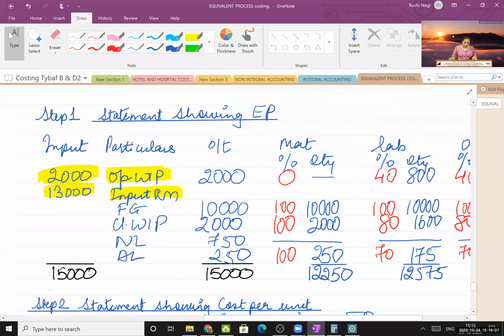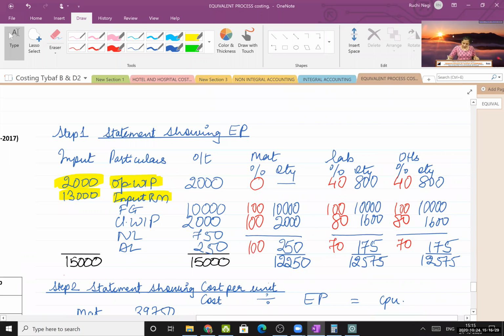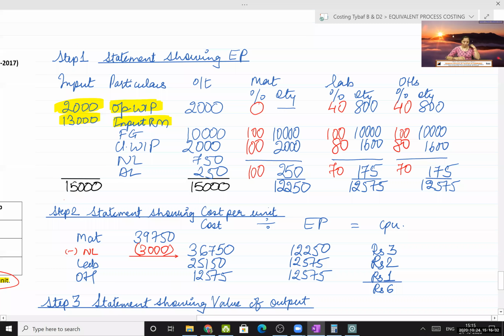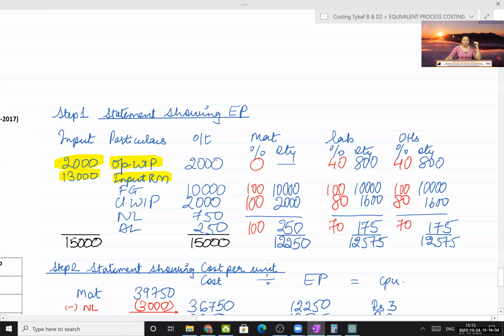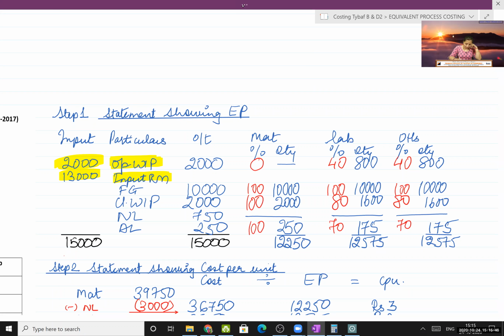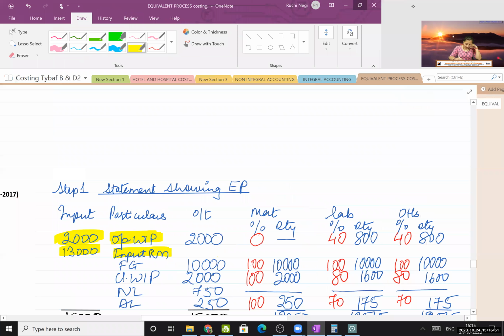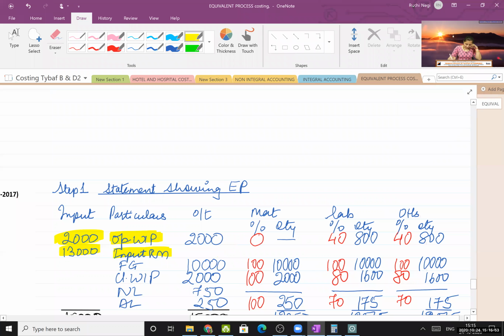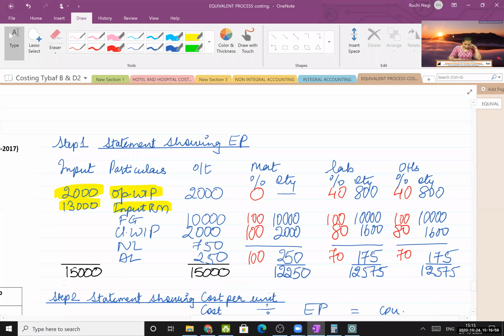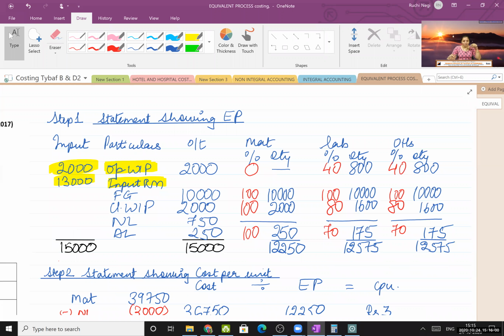Make this step 1 right now. Write this: step 1, statement showing equivalent production. Okay, particulars, input column, particulars column, quantity column, meaning output column, then material, labor, overheads.